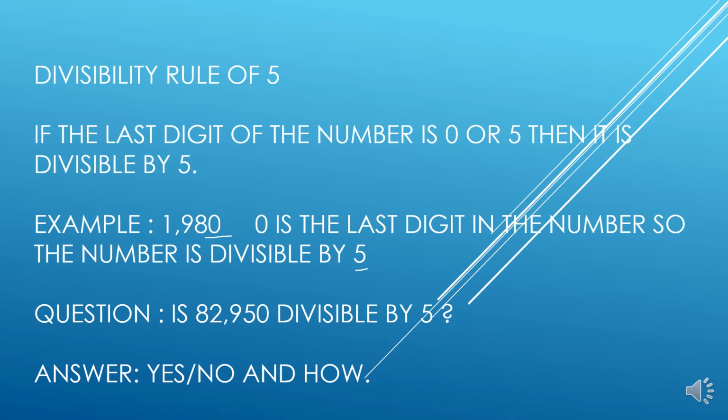So 0 is the last digit in the number, so the whole number is divisible by 5. So if the question is, is 82,950 divisible by 5? I think it's a yes. Why do we think so? Please put your answer in the comment section below. And just don't make any kind of mistake. Don't memorize.